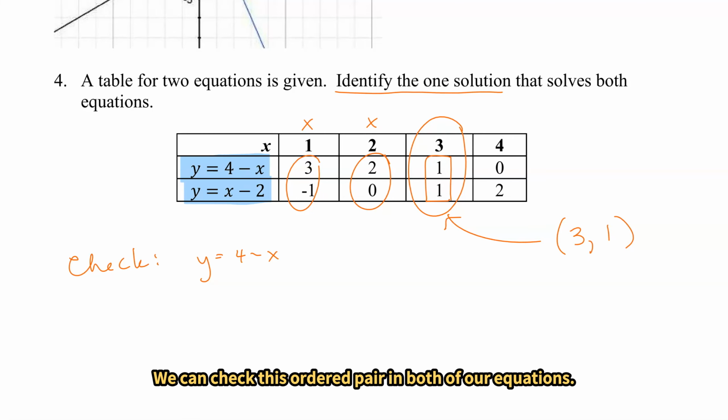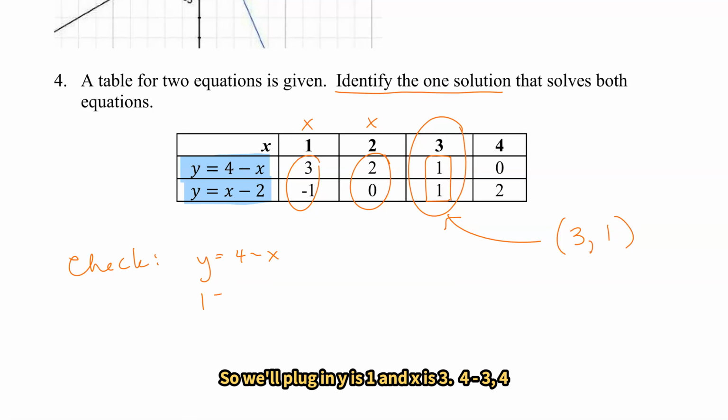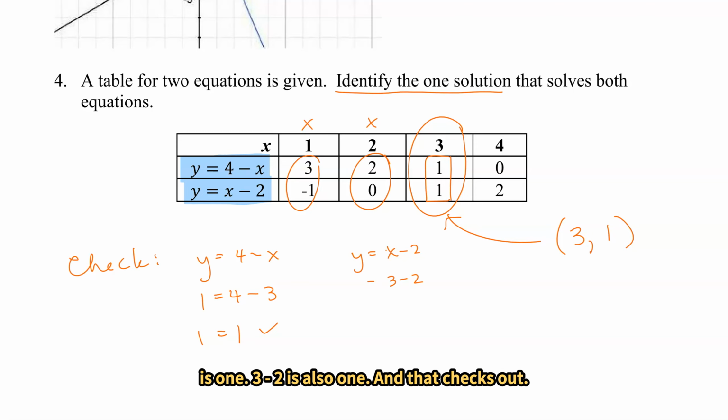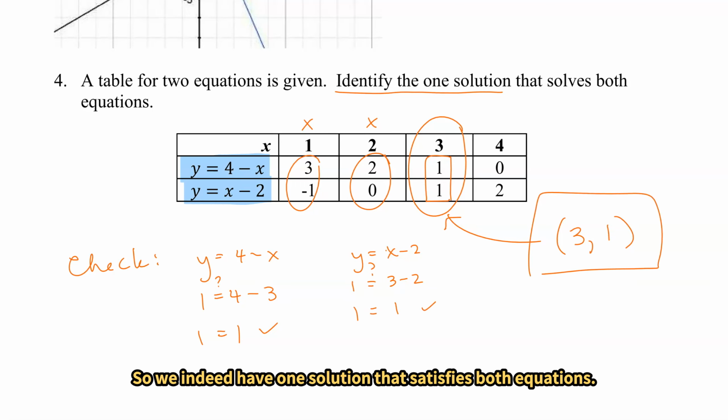We can check this ordered pair in both of our equations. So we'll plug in y is 1, x is 3, 4 minus 3. 4 minus 3 is indeed 1, so that checks out. And then y equals x minus 2, x is 3, y is 1, 3 minus 2 is also 1, and that checks out. So we indeed have one solution that satisfies both equations.